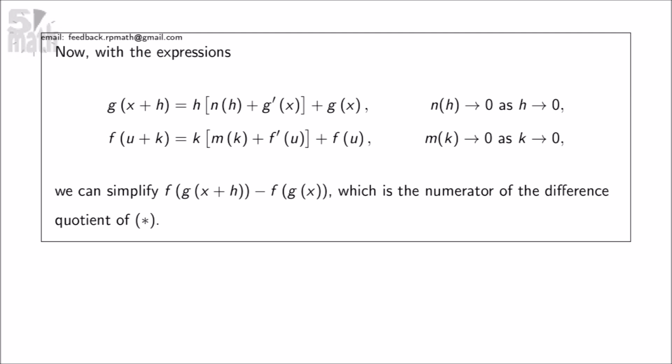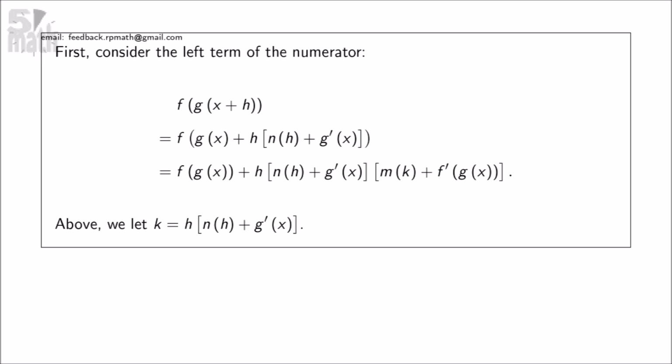Now, with the expressions here, we can simplify f of g of x plus h minus f of g of x, which is the numerator of the difference quotient of star. First, consider the left term of the numerator.